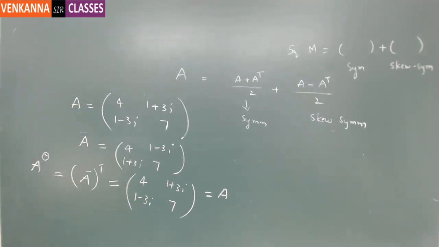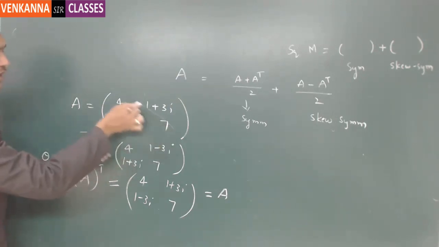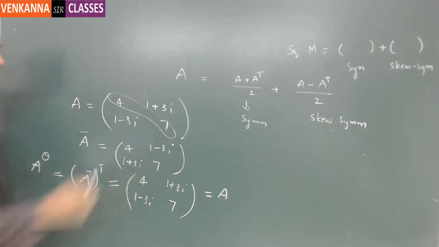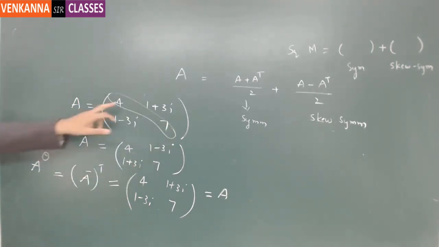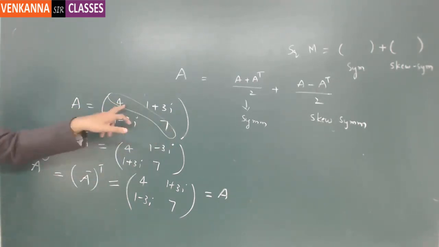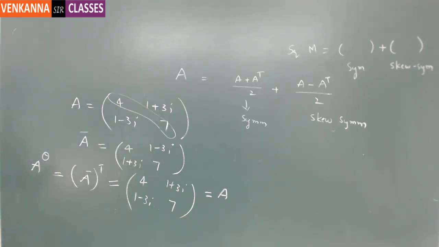So from this point of view, we can observe one interesting thing, that whenever you consider a Hermitian matrix, obviously the diagonal entries are real numbers. And obviously these two are conjugate to each other. So this is the property of Hermitian matrix we generally observe. Okay.